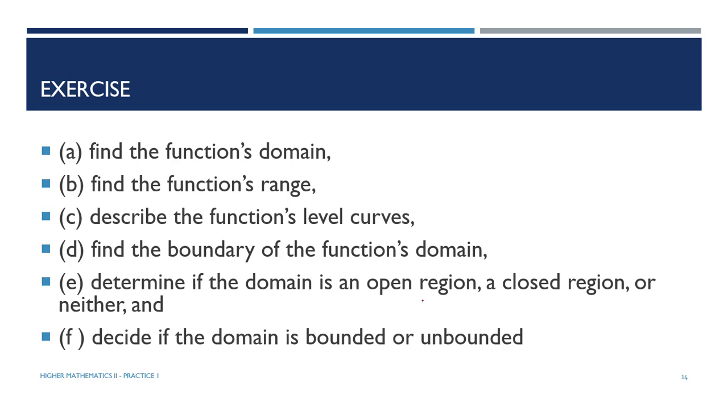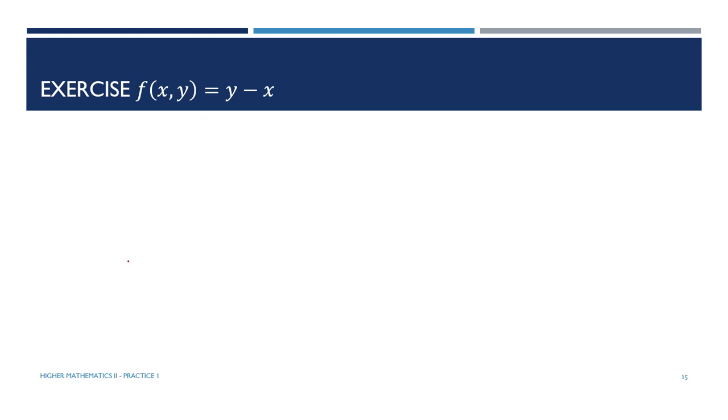Next exercise says, find the function's domain. Find the function's range. Describe the function's level curves. Find the boundary of the function's domain. Determine if the domain is an open region, a closed region, or neither, and decide if the domain is bounded or unbounded. So what is the function? The function is this one, f of xy equals y minus x.